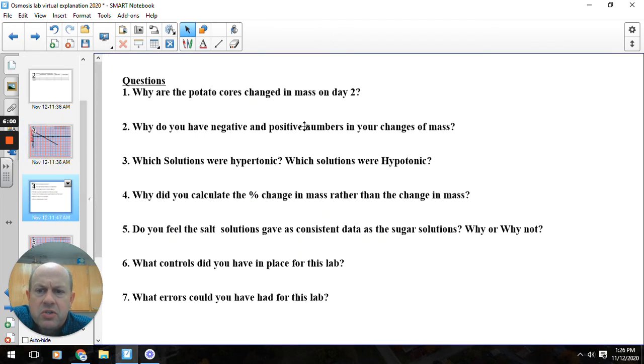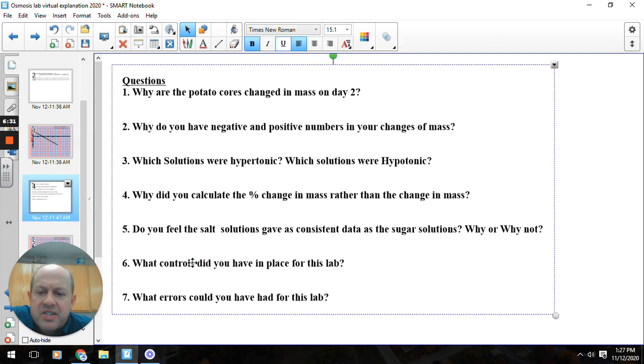Speaking of the questions, so, why did the potato cores change in mass on day 2? And why would you have positive and negative numbers? See if you can label which of the solutions you would have called hypertonic and hypotonic. Why do you think we use percent change in mass rather than just change in mass? Did the salt data give you good data, or was it not as good as the sugar, or was it better than the sugar? What controls did you have in place? And you could think of that, or what controls or constants, if you want to think of it as that.